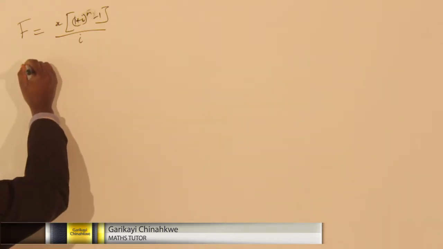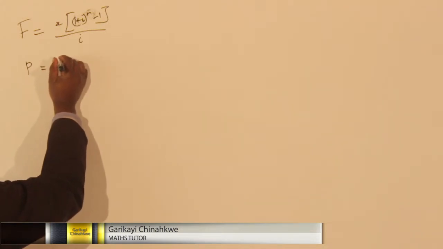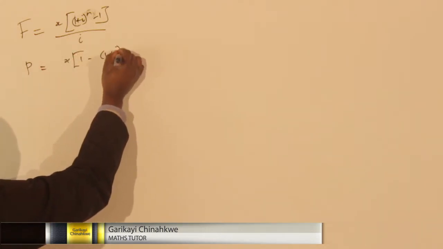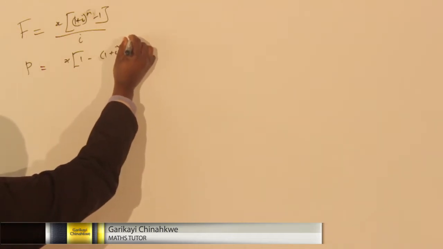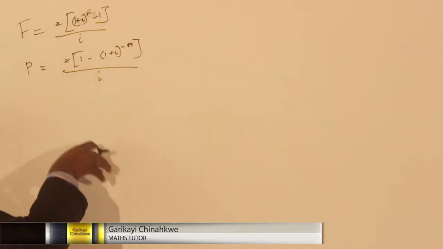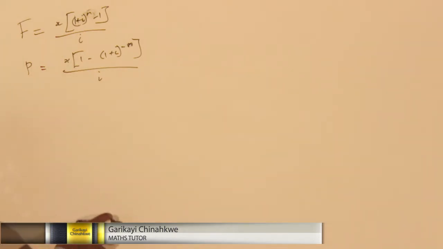Then present value is x, big brackets, 1 minus 1 plus i to the power of negative n, over i. That's the amount of money now. In terms of being given a loan, that's the amount of money that you'll be given now.